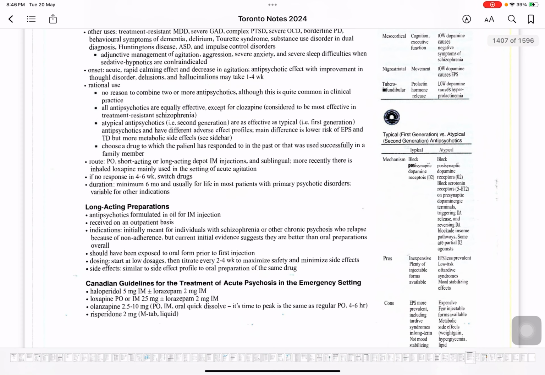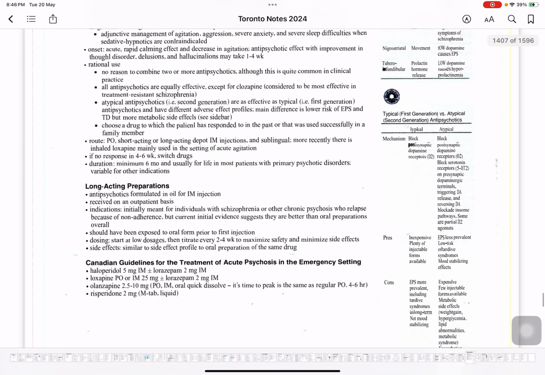Route is peroral, short-acting, long-acting depot IM injection, sublingual. More recently, there is inhaled loxapine, mainly used in the setting of acute agitation. If no response in 4 to 6 weeks, switch the drugs. Okay, so you have to give 4 to 6 weeks. If no effect, then switch the drug.